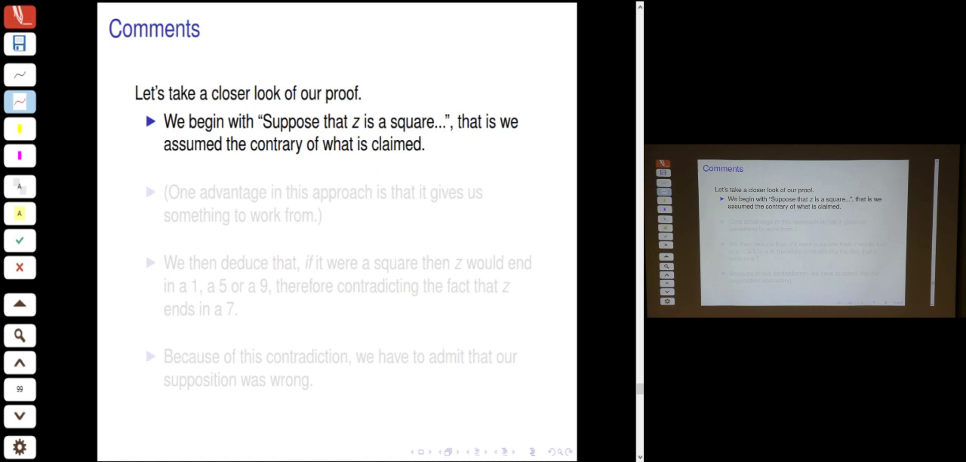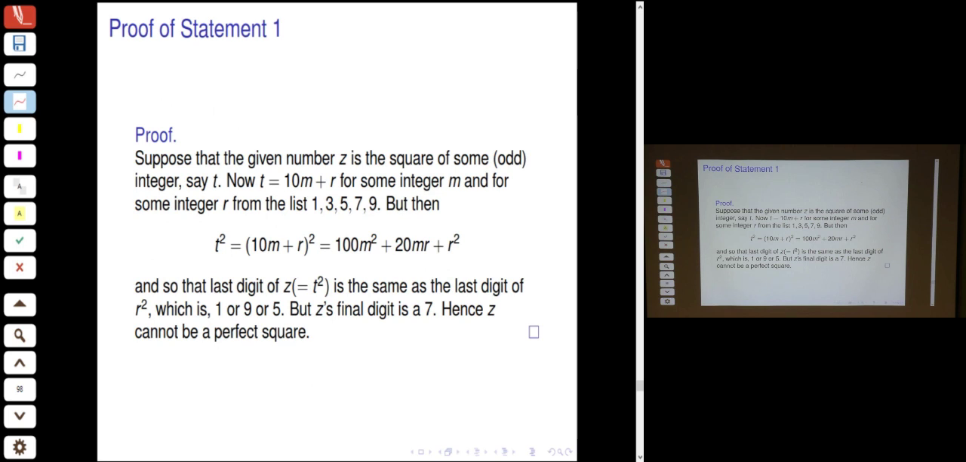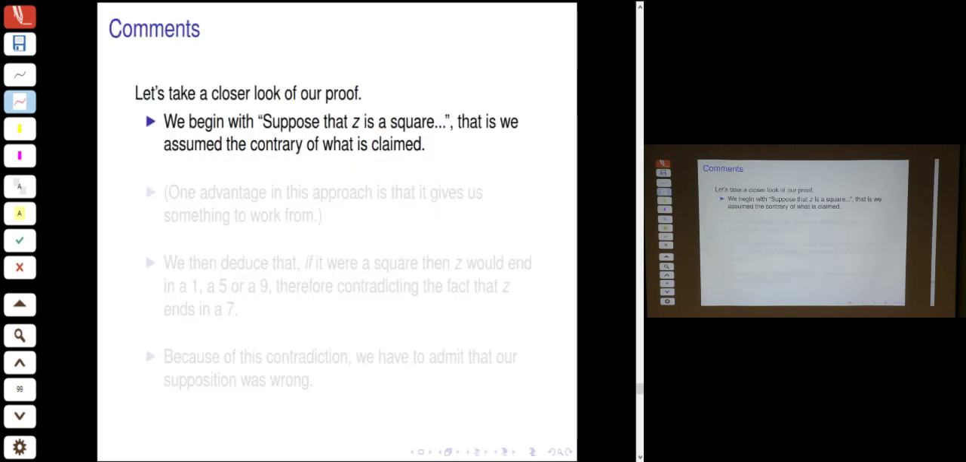So let's make some comments. We take a closer look at the proof. The proof begins with, suppose this is a square. So this is the contrary of what is claimed, right? We want to show this guy is not a square, but we begin with, suppose it is a square, right? So why do we start with this? The one advantage is it gives us something to work on. Suppose it's a square, which is t squared, then we work on t. Otherwise we don't have anything to work on.